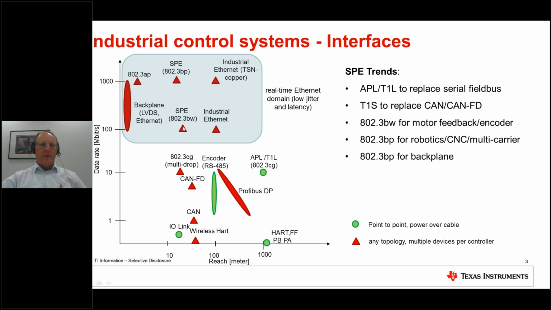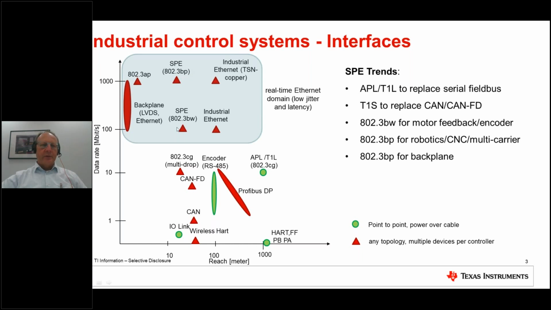Three is 100 megabit single pair Ethernet. This standard is driven out of automotive with a reach of about 15 meters for unshielded twisted pair. We have a customer who puts this physical layer into shielded cables, into motor cables, and then they get up to 100 meters of reach using 100 megabit single pair Ethernet. That addresses applications like encoders, which are RS485 based. Now you give motor position feedback and motor analytics a boost in data rate to get to 100 megabit. So that will enhance motor analytics and motor position feedback.